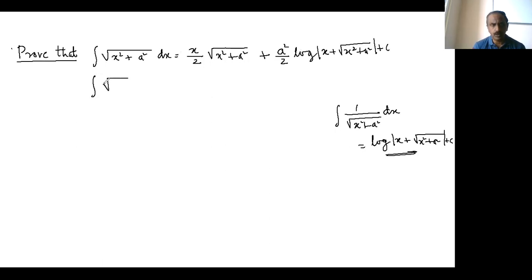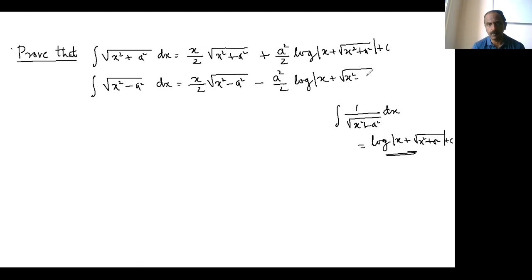Suppose I'm integrating root of x square minus a square. What will be the change? x by 2 into root of x square minus a square, minus a square by 2 into log of x plus root of x square minus a square. This is the most common question in the board exam.